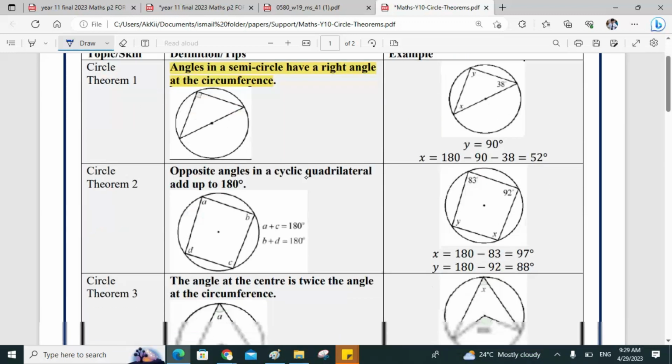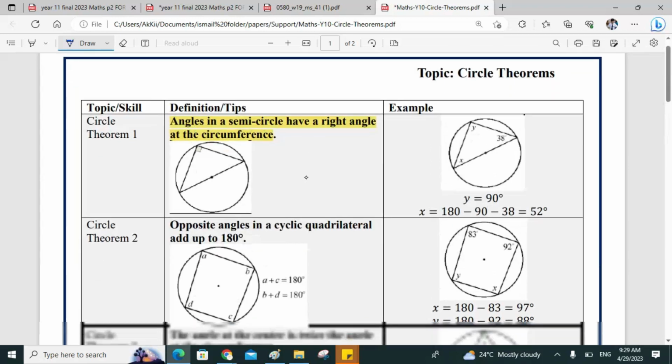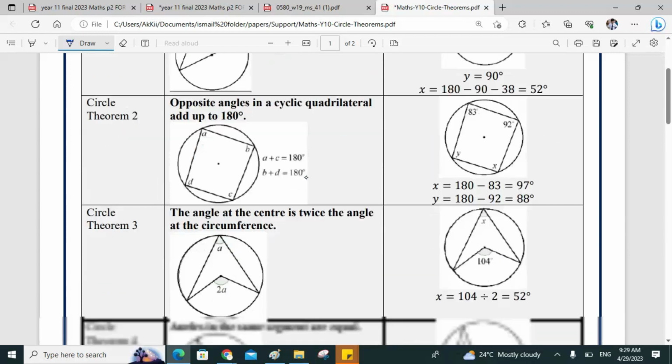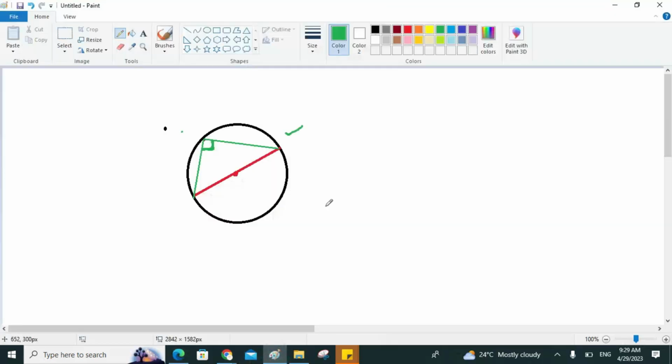Secondly, most important is this one: the angle at the center is twice the angle at the circumference, right? If you take a circle, and this is the center of the circle, please speak along with me. You connect this with the center of the circle like this, and take any other point here.